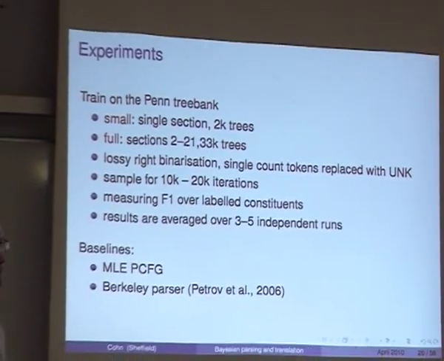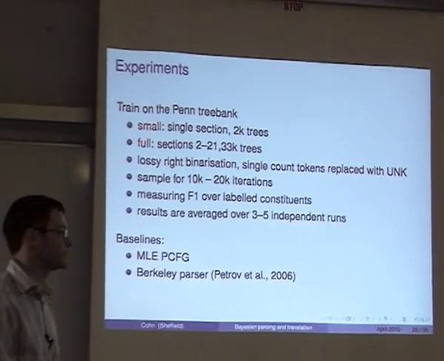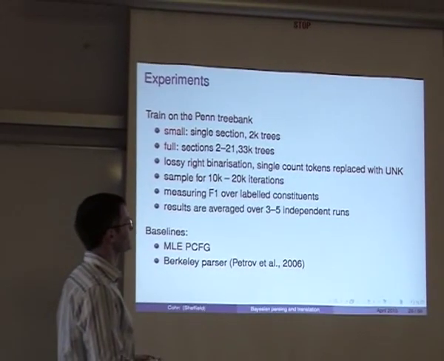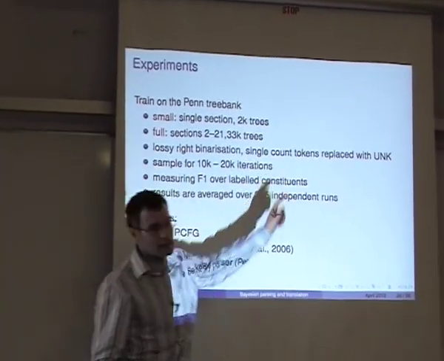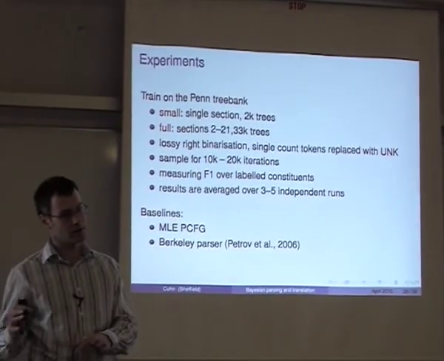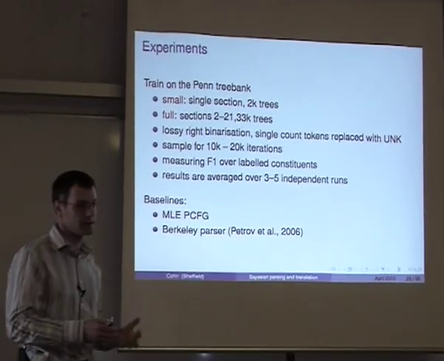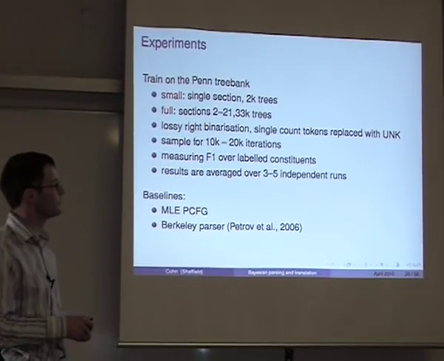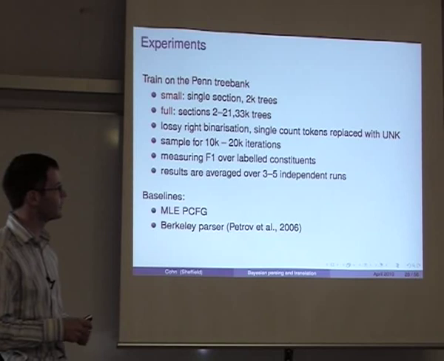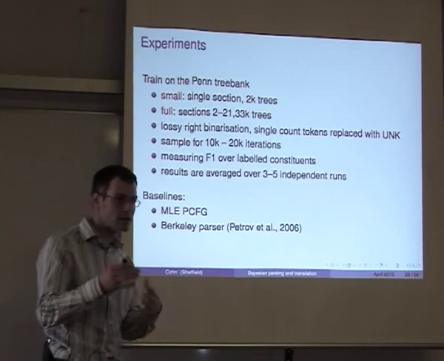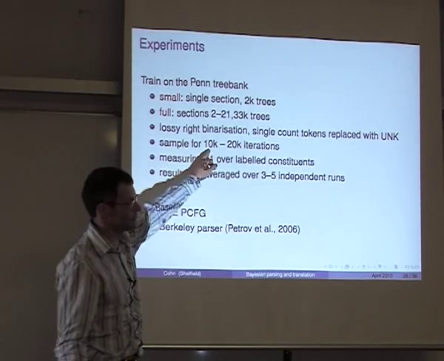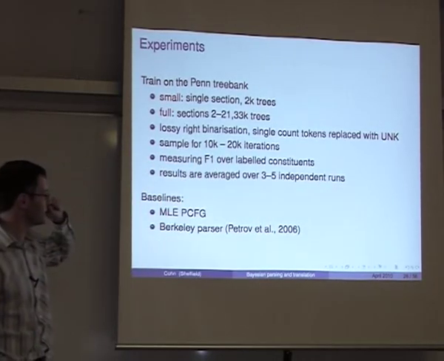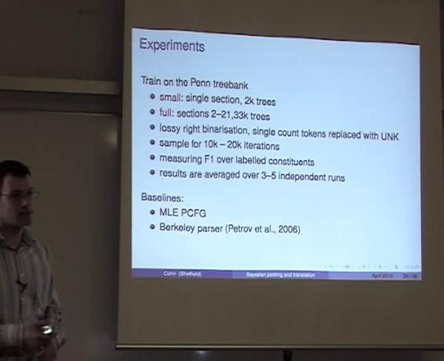And we've set up our data in the same way that the Berkeley guys have done for their state splitting model. We do right binarization of trees. We deal with tokens that are singletons by replacing them with a special unknown token. It also encodes some information about their case and a few other things, and we use that to deal with unknown words at test time. We sample our model for 10,000 to 20,000 iterations, and we measure standard F1.